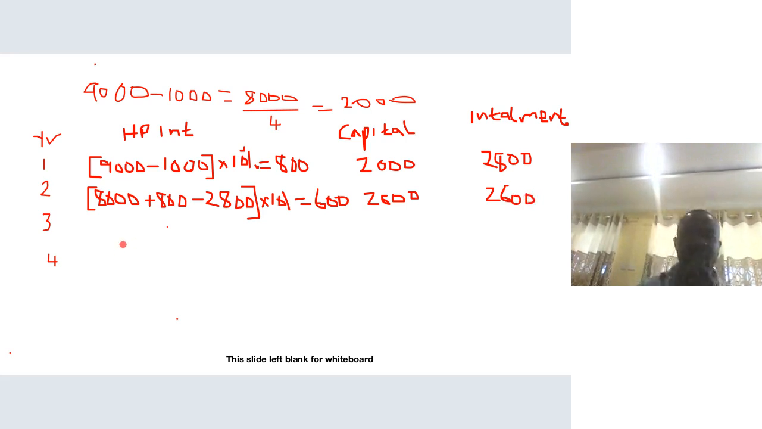So again, we can also move on. Maybe at your free time, you will get the interest in year 3 and in year 4, plus again the installment for year 3 and 4. Because of time, I want us to move to the last method, which is sum of digits. So please, this one, you'll finish at your free time. Let's move to sum of digits.